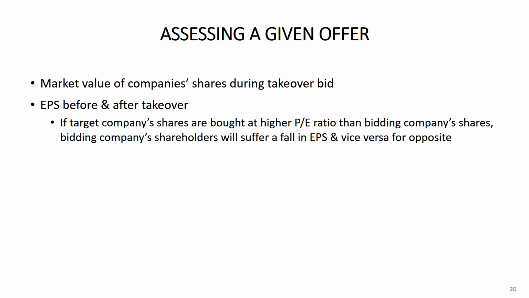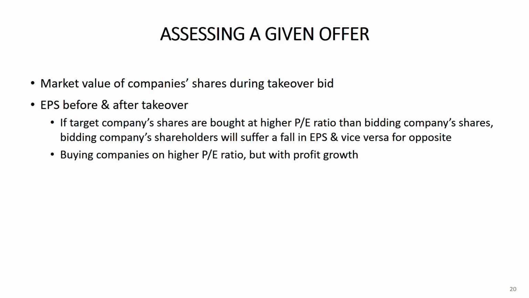So in short, it's always good to buy a company at a lower PE ratio than mine. In summary, that is what I'm going to say. If I have to buy a target company, I have to see that the target company's PE ratio is less than mine, so that I can get the benefit of a rise in EPS. But if it's the opposite, then it's a fall. So vice versa for opposites. For the opposite, you can figure out what happens when you buy at a lower PE ratio.